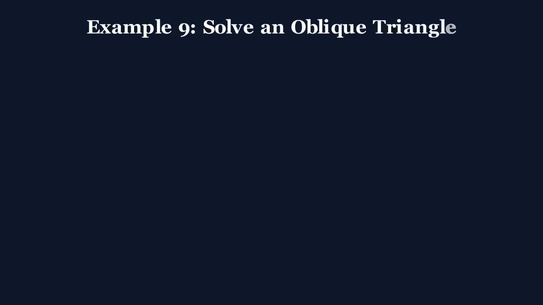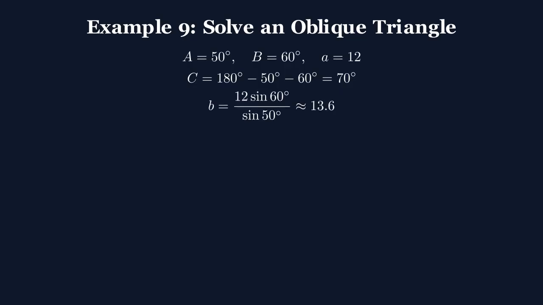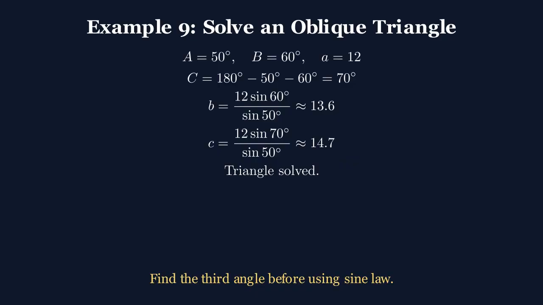Example 9. Solve a triangle where angle A is 50 degrees, angle B is 60 degrees, and side a is 12. First angle C equals 180 minus 50 minus 60. So C is 70 degrees. Then use sine law. Side b equals 12 sine 60 over sine 50, about 13.6. Side c equals 12 sine 70 over sine 50, about 14.7.